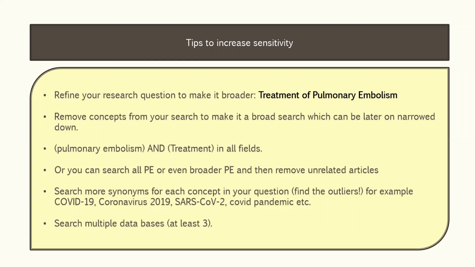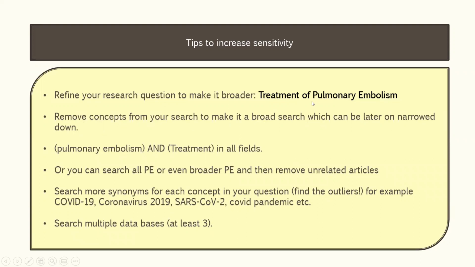So first of all, if you want to make your research question sensitive, your result sensitive, then you have to make it broader. You will search anything and everything on treatment and pulmonary embolism. You will combine them together, and you will use the strategy that we used, and we will use it again. So one of the tips is to remove the concepts from your search and make it a broad search, which can be later on narrowed down.